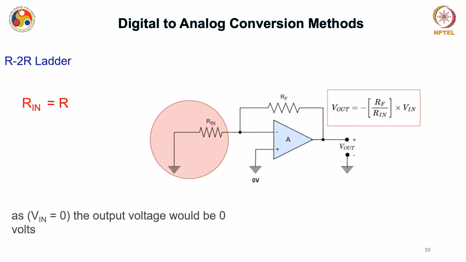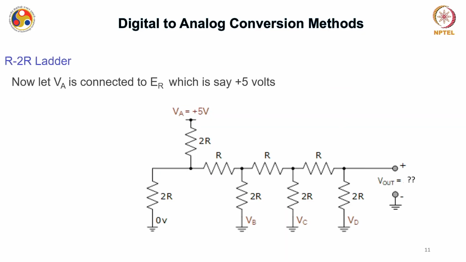So, if I have to represent this circuit in a more simplified way, I can simply say this is just an op amp with a non-inverting input, and this resistance R in is equal to R, and of course, in this configuration you know that V out will be equal to minus RF by R in into V in. Now, as V in is 0, because we have considered that VA, VB, VC and VD all are 0, means we have applied low to all these inputs, therefore, output will be 0 here.